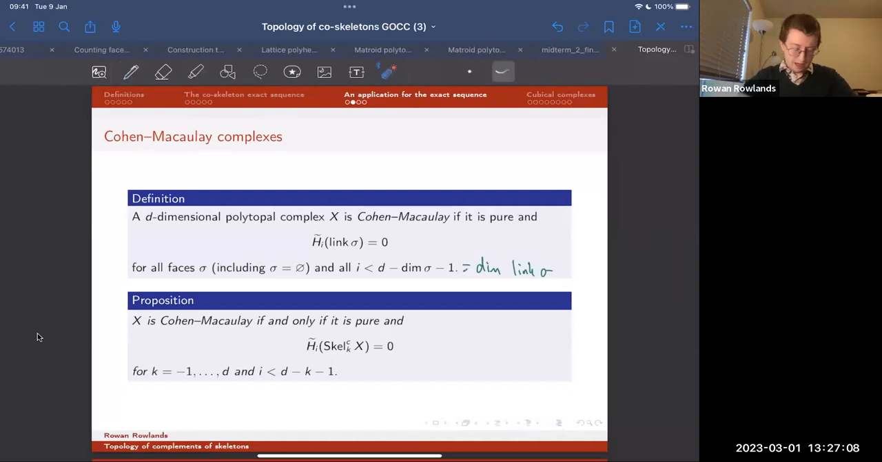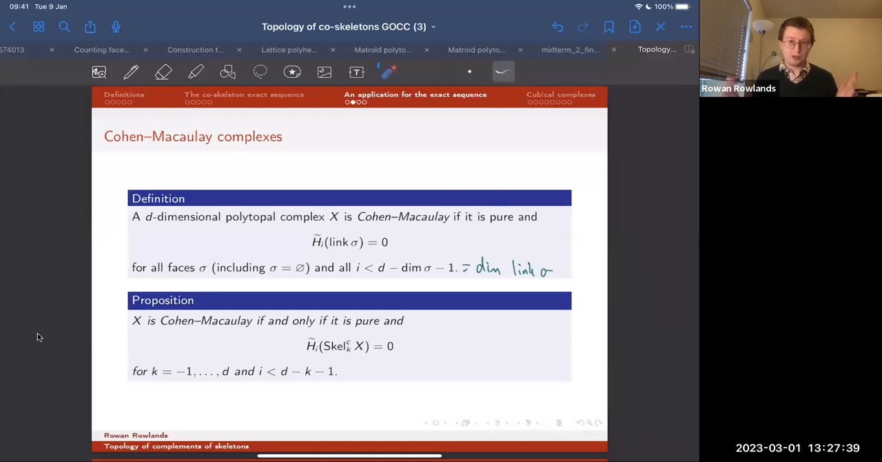All right, so Cohen-Macaulay polytopic complexes are actually a fairly broad family of complexes. For example, every sphere is Cohen-Macaulay. If you're familiar with simplicial complexes, you might have come across this definition before. Also, if you're familiar with algebra, then you might have heard of Cohen-Macaulay rings as well. The connection there is a simplicial complex is Cohen-Macaulay if and only if its Stanley-Reisner ring is a Cohen-Macaulay ring.